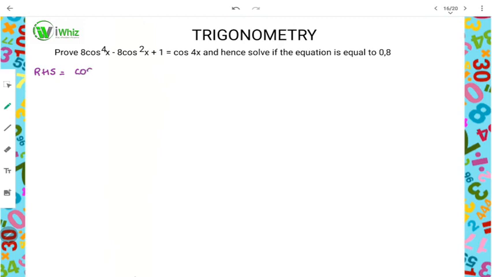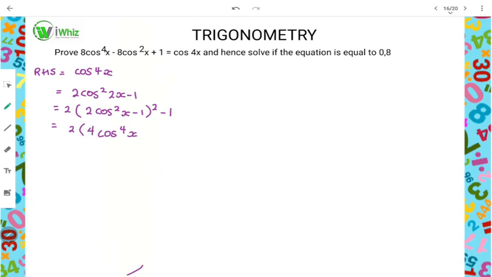which is equal to cos 4x, we can say that that's going to be equal to 2 cos squared 2x minus 1, which is equal to 2 into 2 cos squared x minus 1 all squared. Don't forget to add the minus 1 at the end. What is this equal to? This is equal to 2 into 4 cos 4x minus 4 cos squared x plus 1 minus 1.